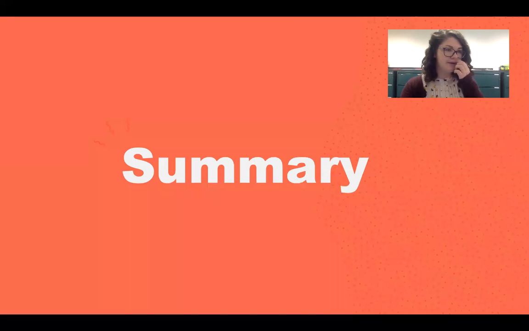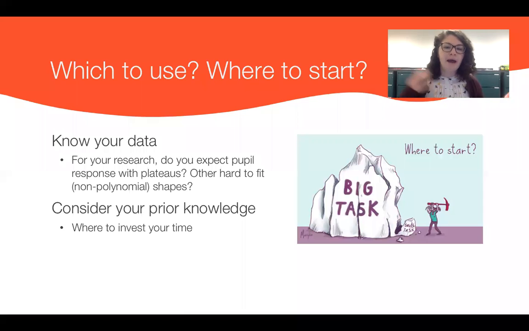All right, so I'm going to summarize and wrap things up now. So back to those original questions and the aims of this talk for me, which are which of these models, which of these approaches should you use? Where should you start? My recommendations, if I were to give them to myself 3 years ago, would be that you need to know your data, maybe collect some pilot data if you're very unfamiliar with pupillometry.